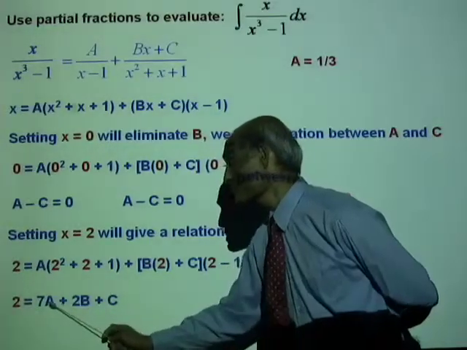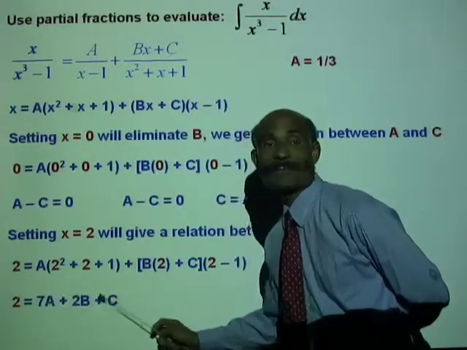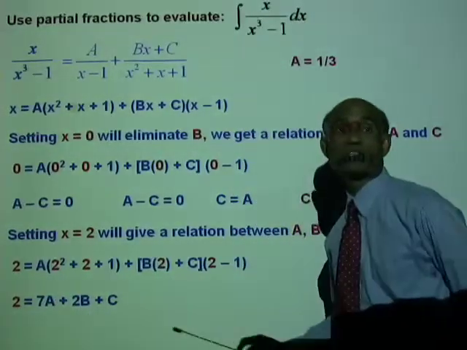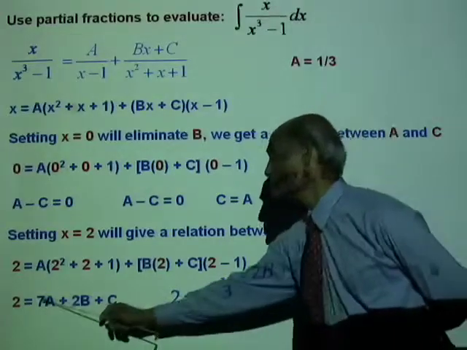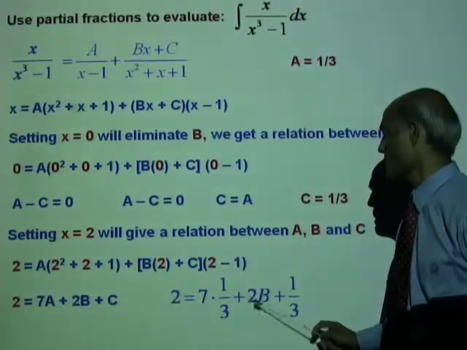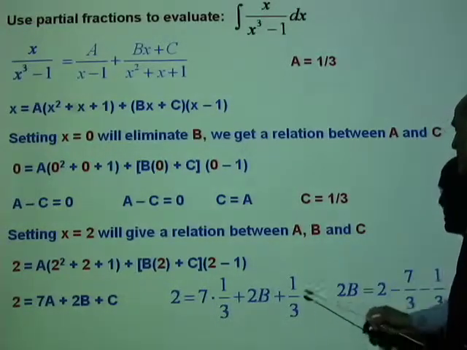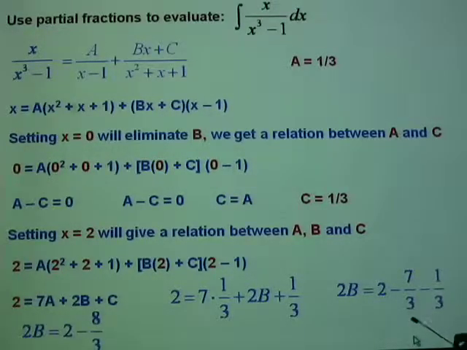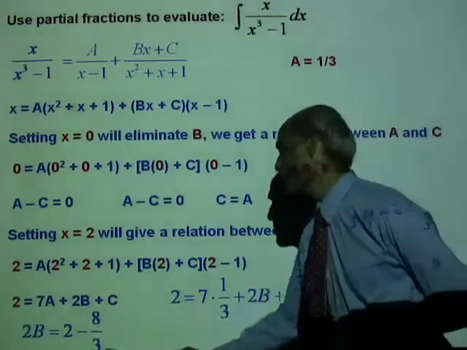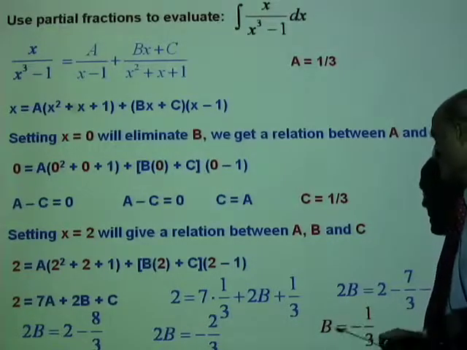Now 2 equal to 7a plus 2b plus c, but you know the values of a and c. a equal to 1/3 and c equal to 1/3. And therefore you get 2 equal to 7 times 1/3 plus 2b plus 1/3. And you can simplify that. We get 2b equal to 2 minus 7/3 minus 1/3. And that will give you b equal to negative 1/3.